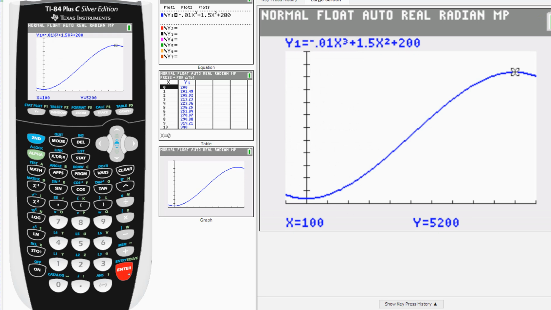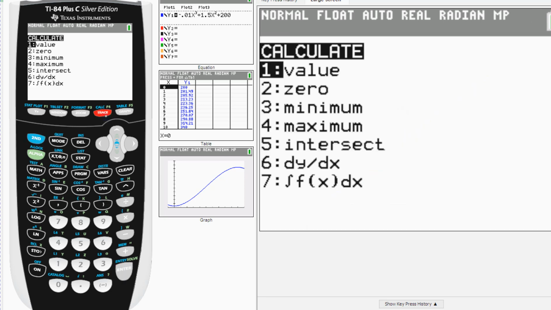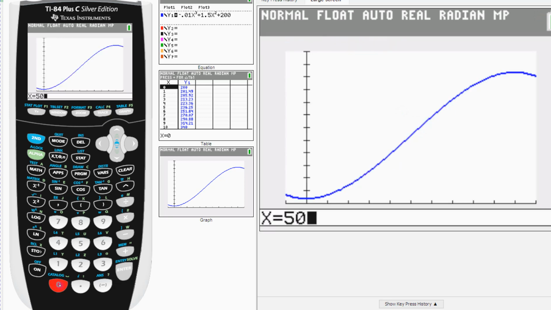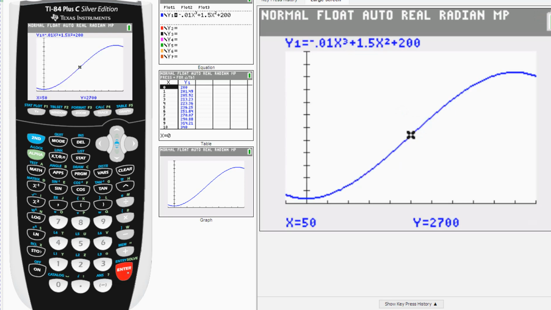So when I go to graph it, that's where I'm going to graph my function. I'm going to stop there at 5,200, and then the inflection should be somewhere in the middle, and I'm going to check that. Second trace, the inflection is at 50, and 50 is right there in the middle at 50, 2,700. All right, so there's my graph that I'm going to go put in my notes.